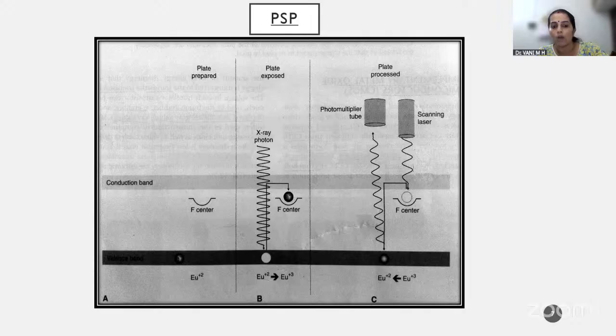So you can see how the ions go up from the valence band towards the conduction band, and how they get trapped in the F centers. And once the plate is stimulated, they come back to their normal state, releasing energy in the green spectrum, which is detected as a voltage signal. And then these are converted into digital format and come up as an image.